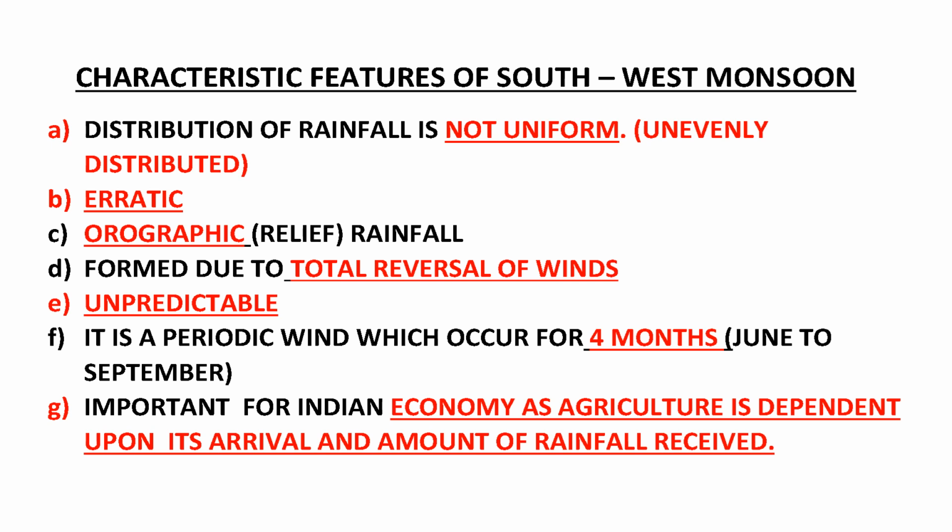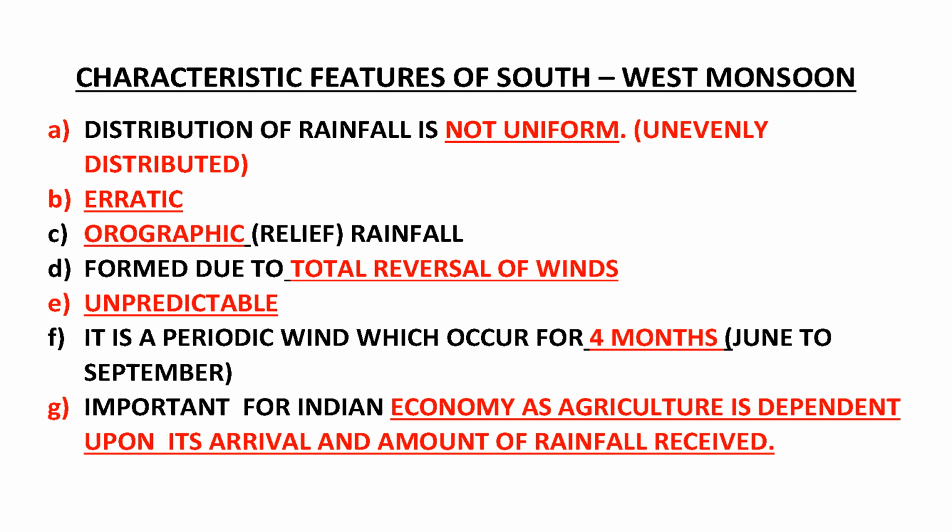Now, the rainfall is orographic in nature, meaning relief rainfall. All the places receive rainfall because of an obstruction in the form of a mountain, due to which the windward side receives heavy rainfall and the leeward side receives less rainfall.